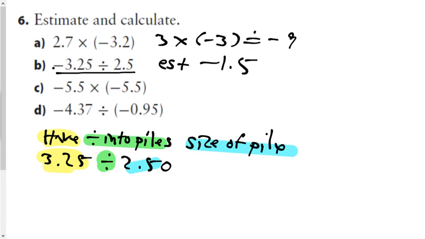Next one, a negative 6 times a negative 6. And notice I'm using the dot. That can also mean multiplication. My actual calculation will be approximately positive 36.